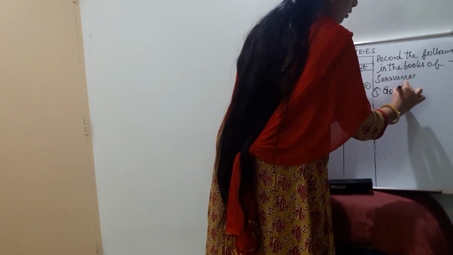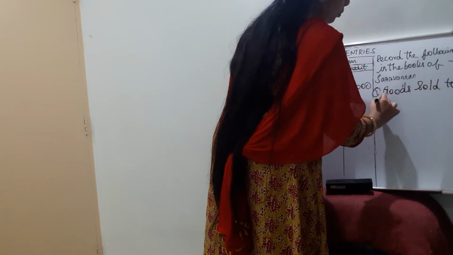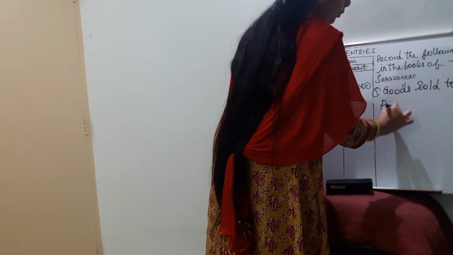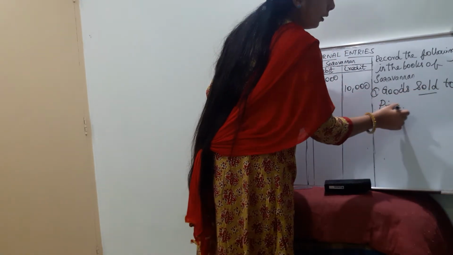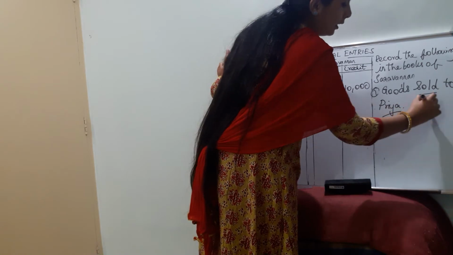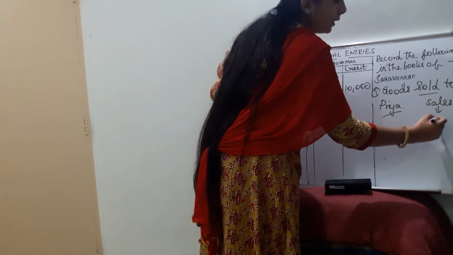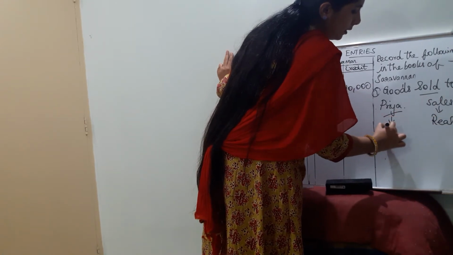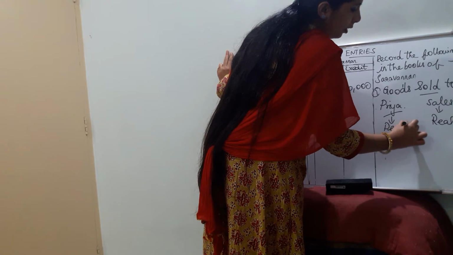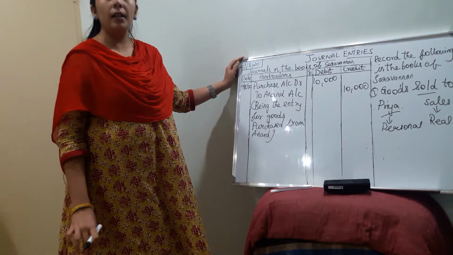Goods sold to Priya. Okay, in this again two accounts are involved. One is Priya, the other one is sales. Sales is a real account, Priya is a personal account.